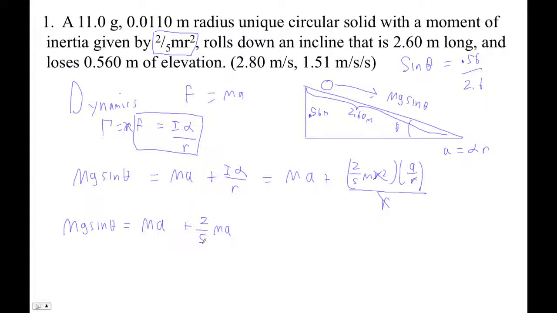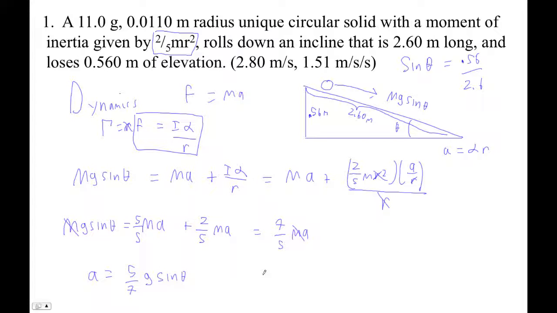All right, let's see. So this would be 5/5. So that ultimately is 7/5 ma. And then I can cancel an m, and I get that a is 5/7 g sine theta.